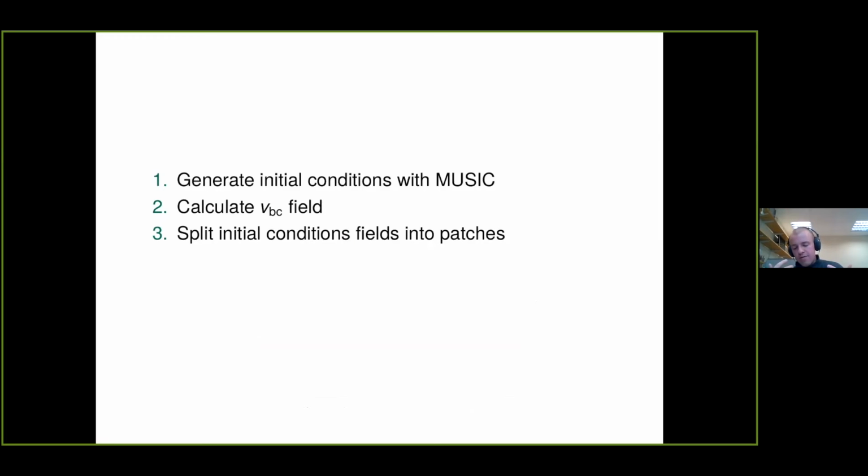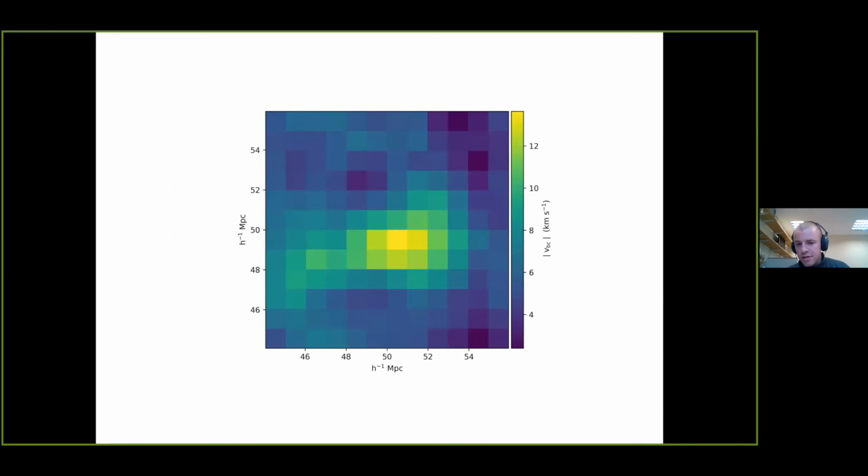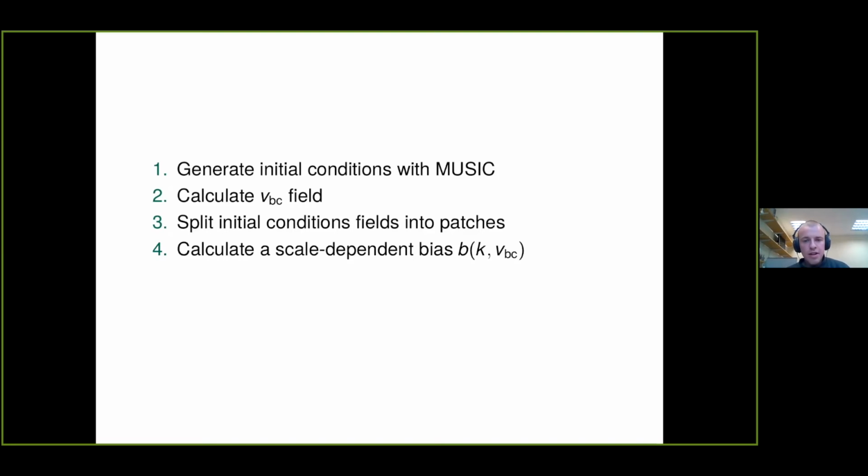So now we have the actual relative velocity. We use the fact that over scales of a few megaparsec, it should be coherent, and we split the initial condition fields into patches, about a half megaparsec on the side. And in each of these patches, this is where we incorporate the effect of the relative velocity from recombination to the start time of the simulation. So this is just showing you split up into patches.